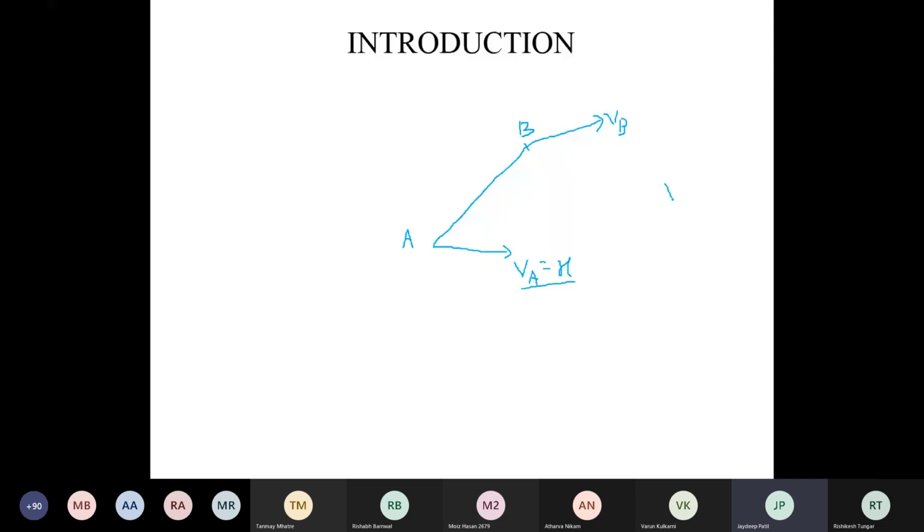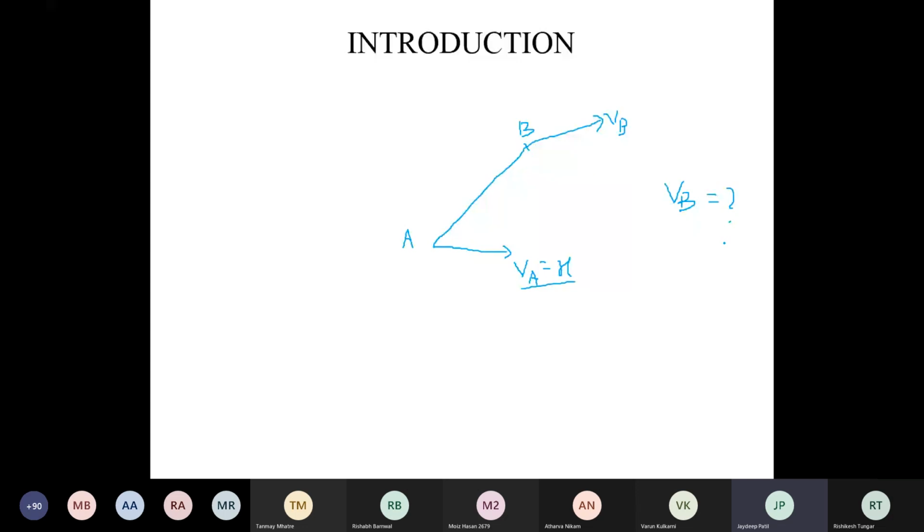Velocity of B is equal to how much, by using the ICR method? Velocity of A is known in magnitude and direction. Magnitude is x and direction is shown in the figure. And velocity of B is known in direction only. You have to find the magnitude by using the ICR method.